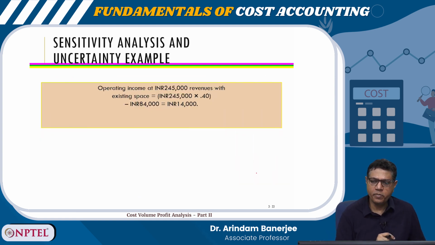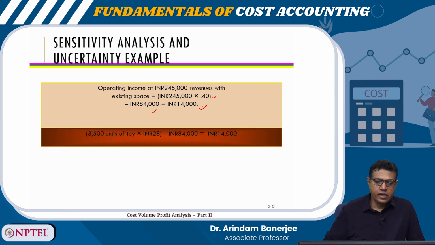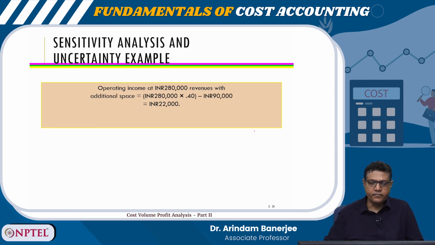Now, operating income at 3,500 units with existing space is what? 3,500 units into contribution margin minus 84,000, that is 14,000. I can calculate, the older one, it is rupees 14,000.